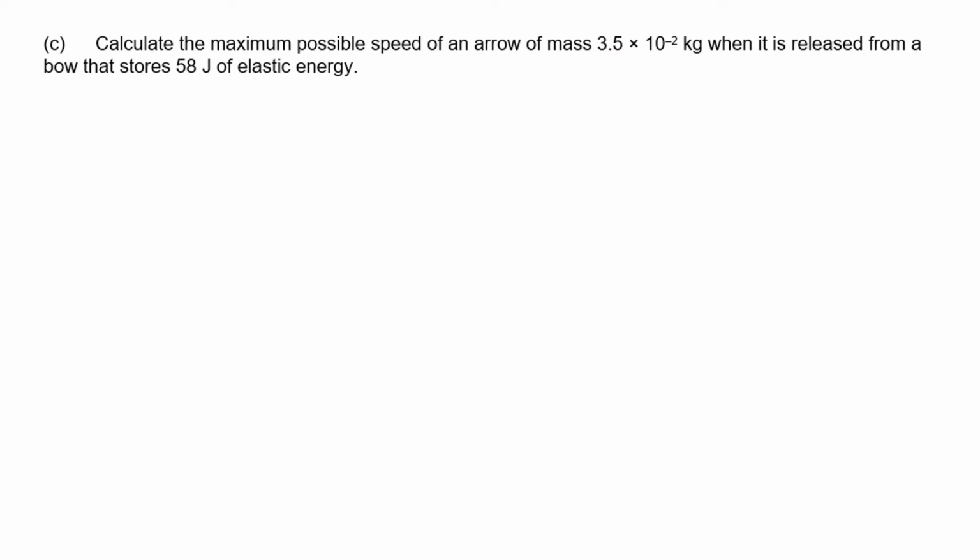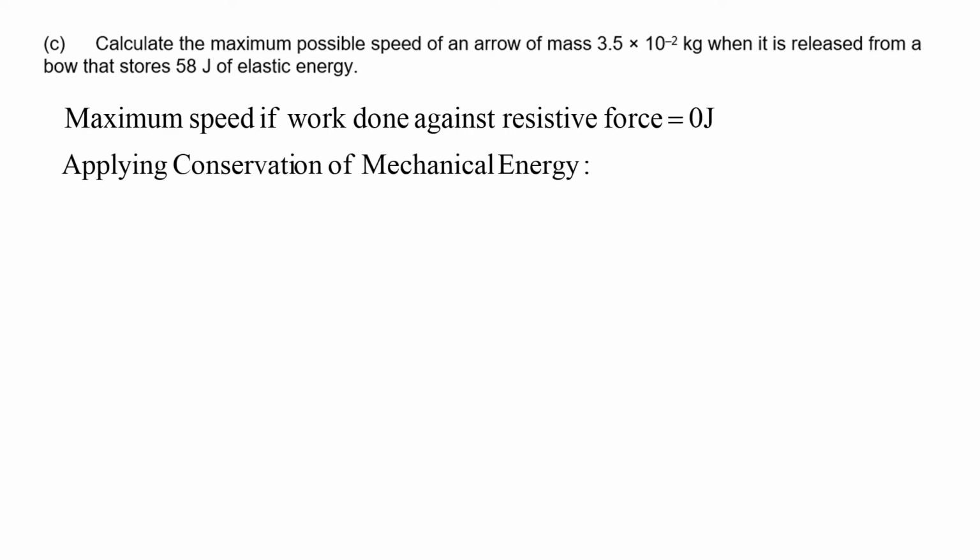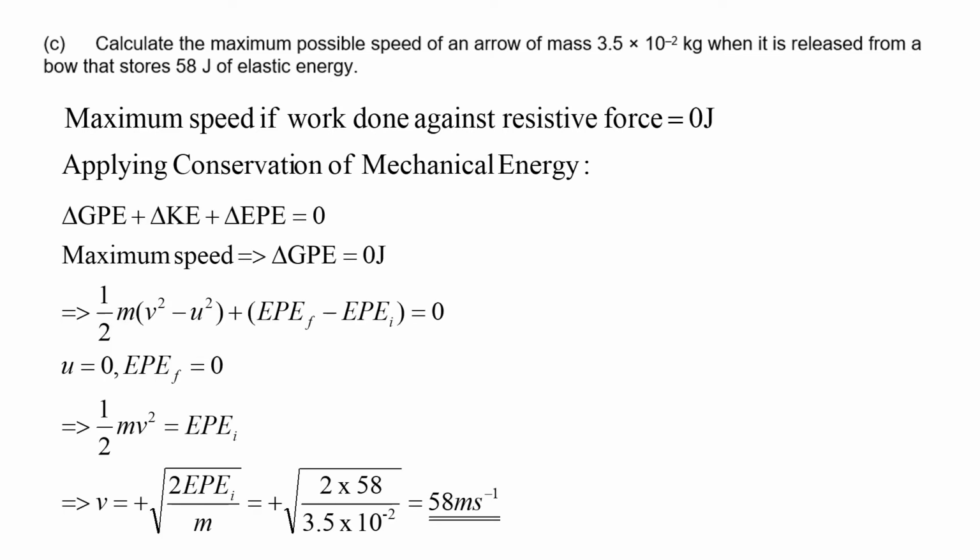So what we're going to do next is calculate the maximum possible speed when it's released with 58 joules of elastic energy. So first of all, we're going to get a maximum speed if we're doing no work against any resistive forces like air resistance or friction. So that would be the work done is 0. If the work done by external forces is 0, that's going to allow us to apply the conservation of mechanical energy to the system. So let's do that.